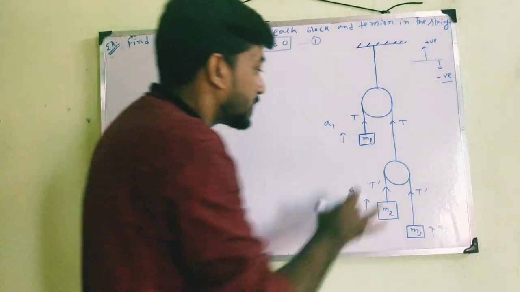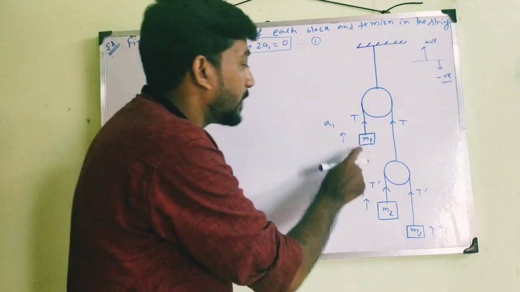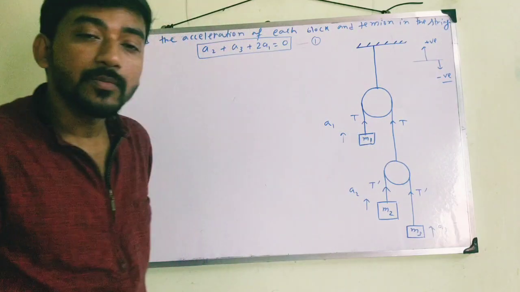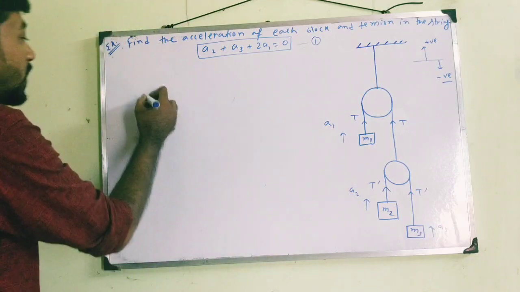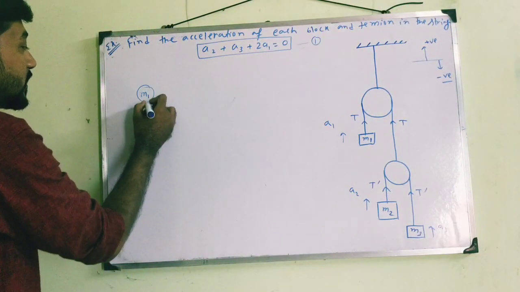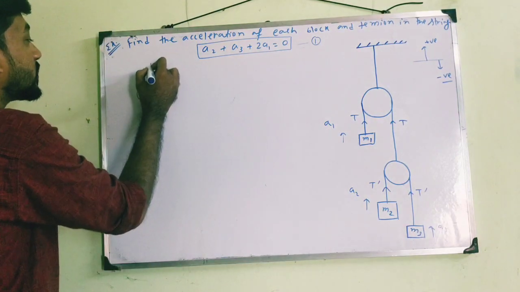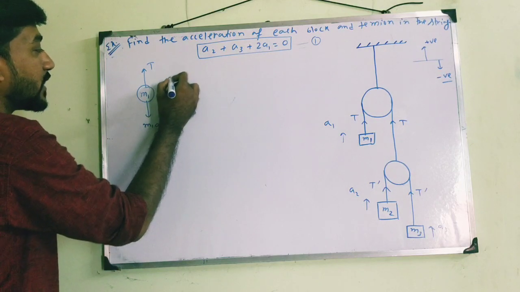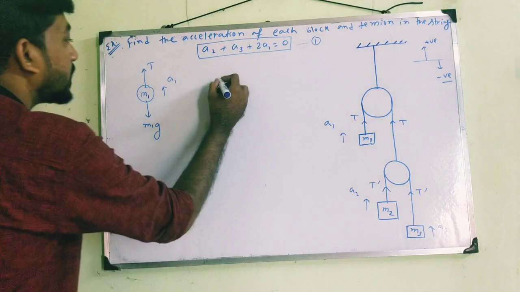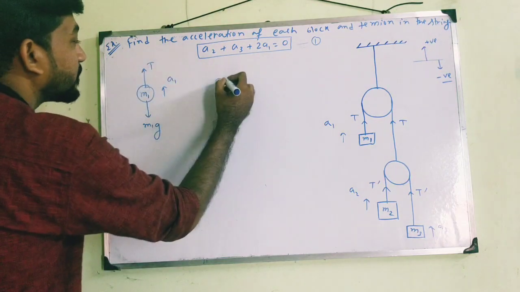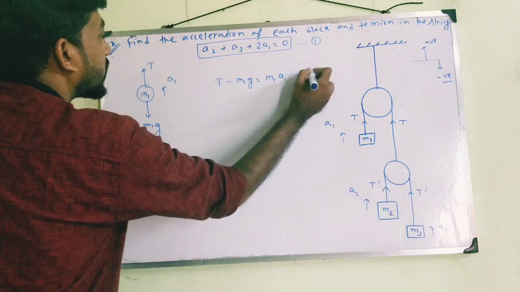So now we have to use Newton's equation of motion, and we have to draw the free body diagram of each and every block and write down Newton's equation. When we talk about the mass m1, what will be the free body diagram of m1? Here one force is m1g in the downward direction and another force is the tension in the upward direction. The acceleration is a1. So the equation of motion for this block will be T minus m1g equals m1a1. This will be our equation 1.